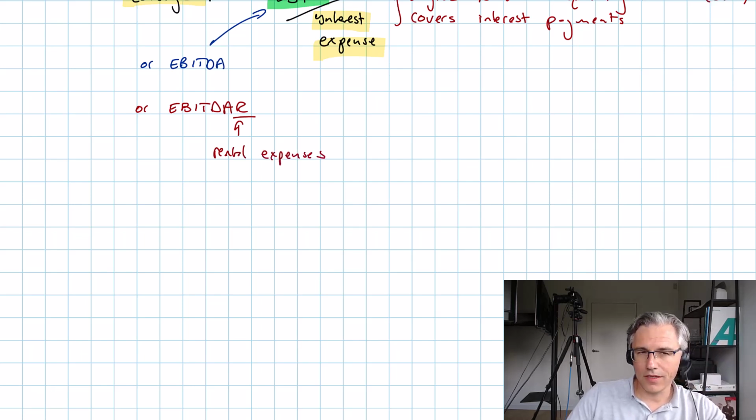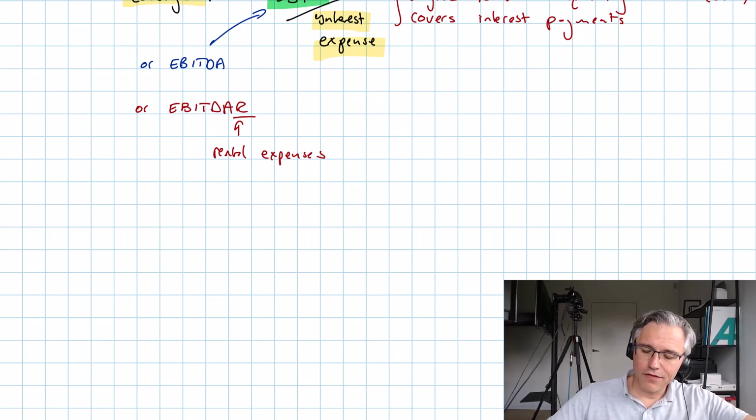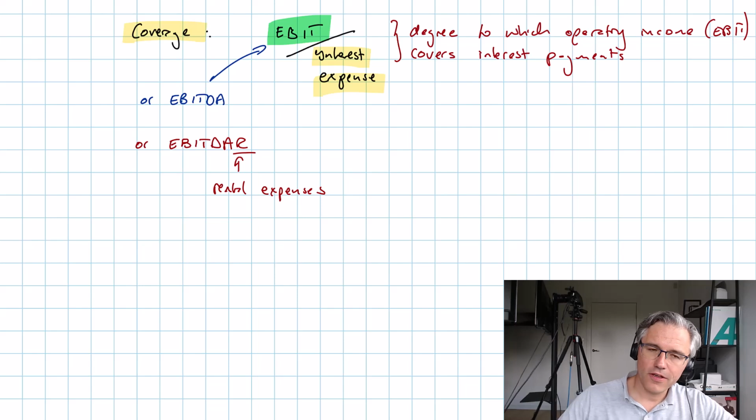Okay, rental expenses. Now, what's the idea behind this? Well, you see, rental expenses are typically associated with operating leases, or at least what under US GAAP is still called operating leases. In IFRS, we just have leases. Whenever you rent, for example, property, these days under IFRS, it's treated as a lease and accounted for on the balance sheet.